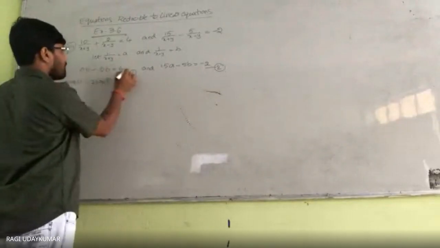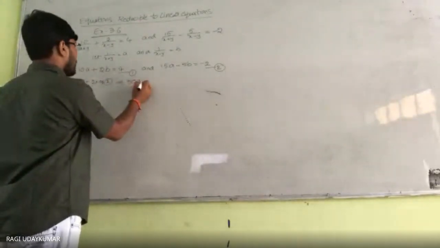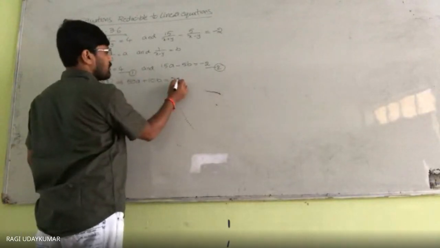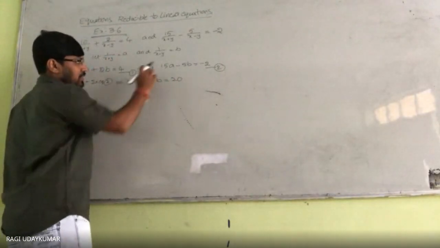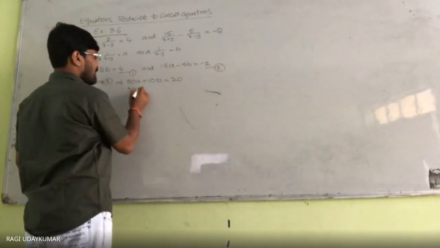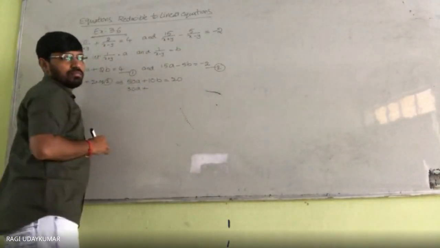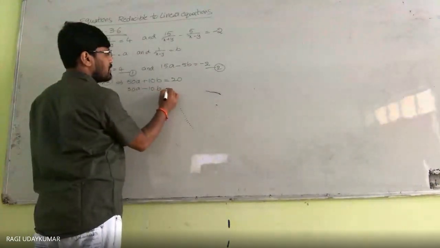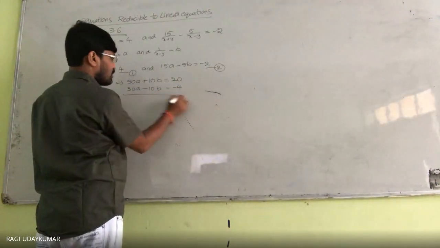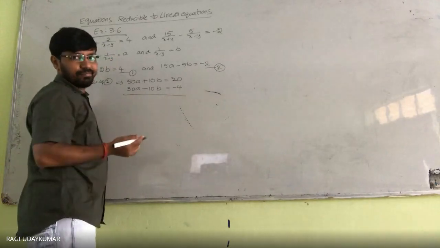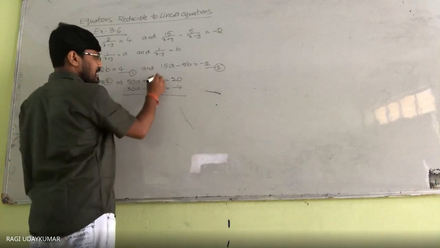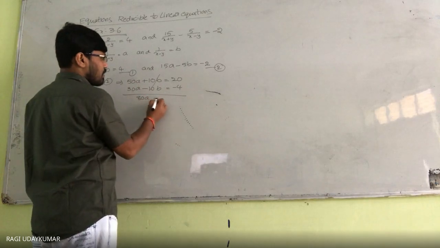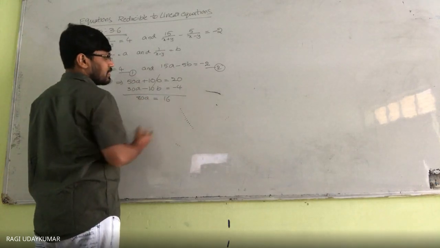Multiplying this by 5, we get 50a plus 10b is equal to 20. Be careful while multiplying. This equation should be multiplied by 2, so minus 10b is equal to minus 4. So what to do here? Add, because we have different signs. So we get 80a is equal to 16.